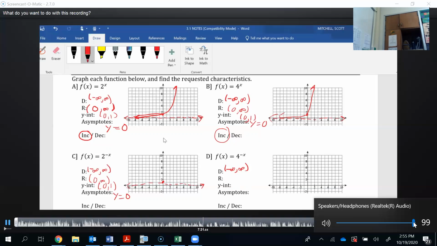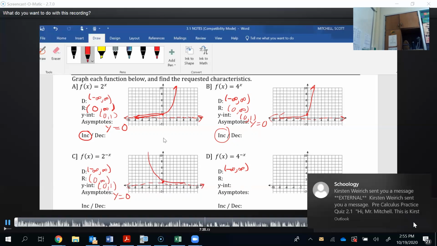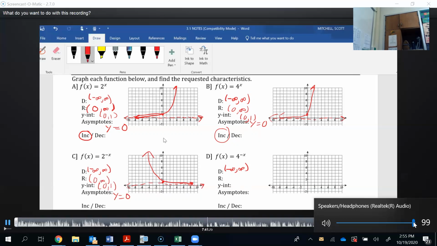So our graph looks something like that. These two are the same thing, except they are reflected over the y-axis. This is a decreasing function. How do I know that? Well, as you go from left to right, what is the graph doing? It's going down. It's going closer and closer to 0.